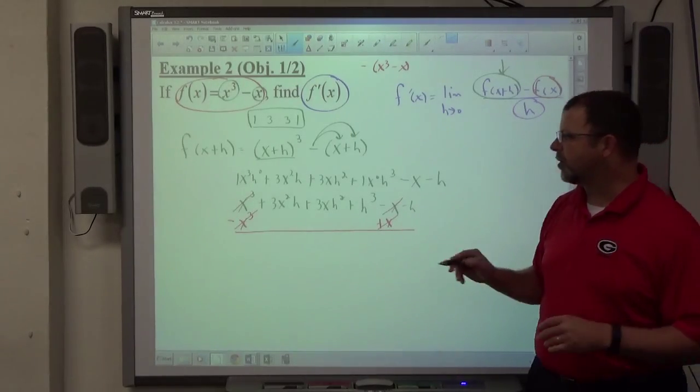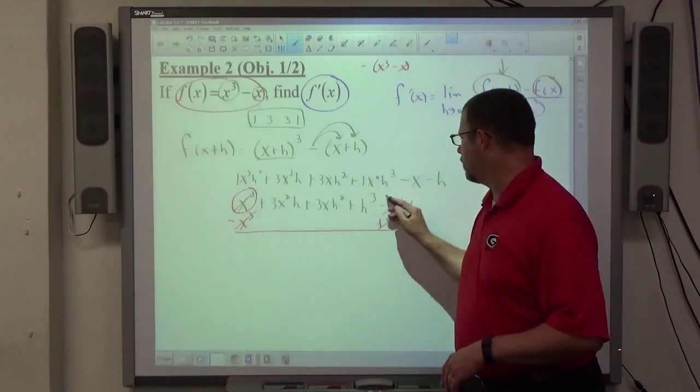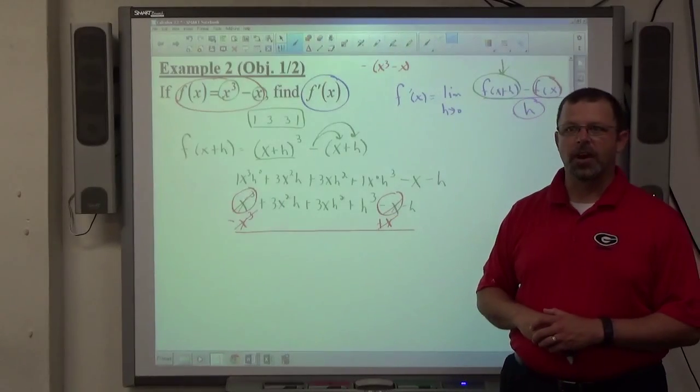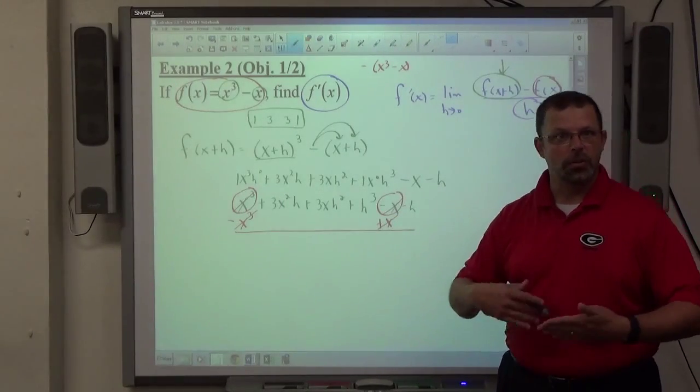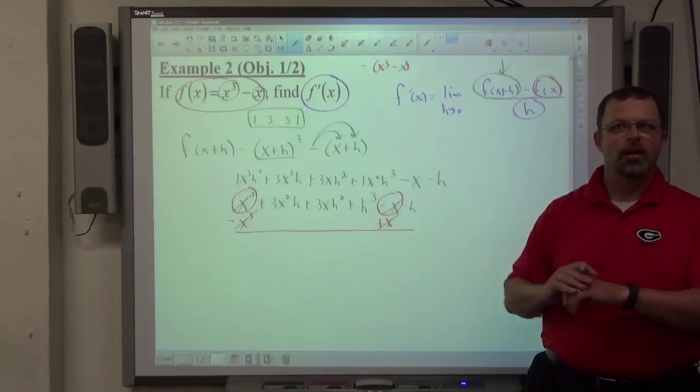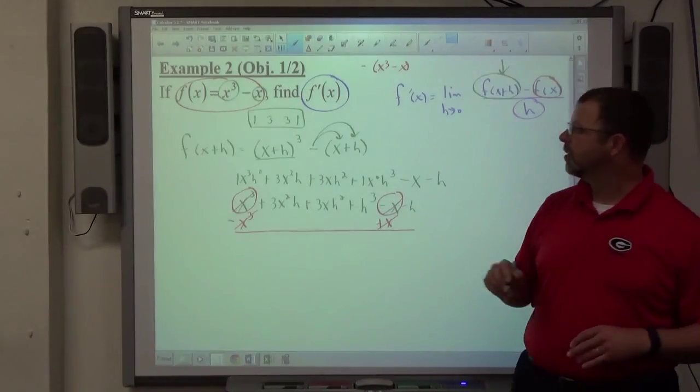Okay, because again, f of x plus h always contains f of x. Always. If you did it right, it contains it. So when you subtract f of x, those pieces are going to go away. What's left over is the pieces that aren't f of x. That's what the top is.